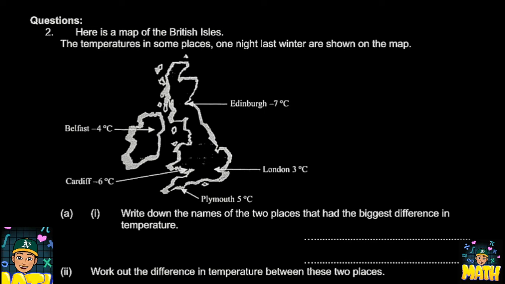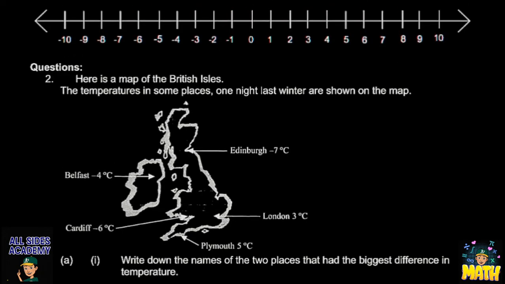So we have a question here that has temperatures of different places, and we are supposed to write down the names of two places that had the biggest temperature difference. So what I'm going to do is put all those temperatures on my number line first. That's the first thing that I'm going to do. So I'll start with Cardiff that has -6 degrees Celsius right there. Belfast has -4 degrees Celsius. And then we have Edinburgh with -7. And then London with 3. And then Plymouth with 5 degrees Celsius.